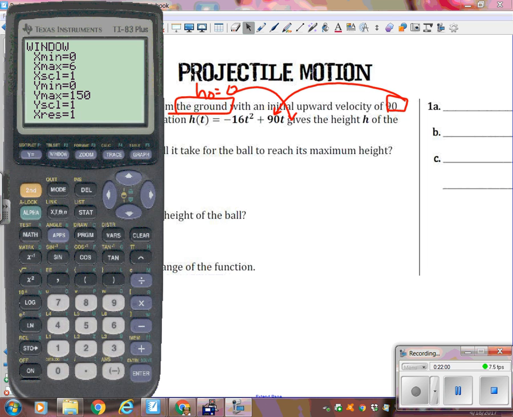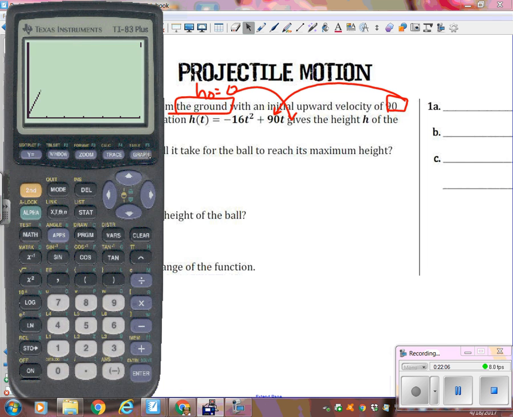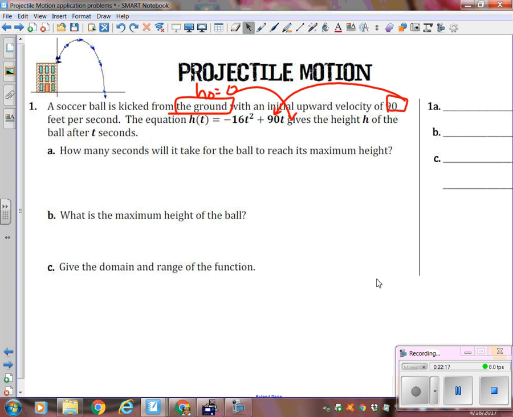All right, picking back up. We've adjusted our window just a little bit, just to make sure. You just have to be able to see it. So play with the numbers until you see a good image. And when you're satisfied that you like the screen that you're on and you can see the entire parabola, now you can start calculating it. How many seconds will it take for the ball to reach its maximum height? And then part B, what is the maximum height?